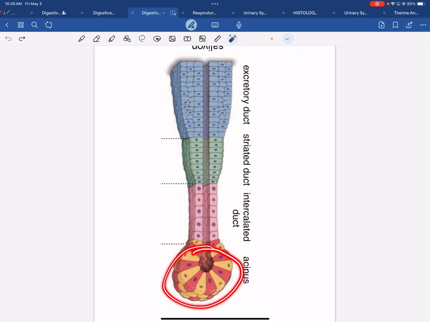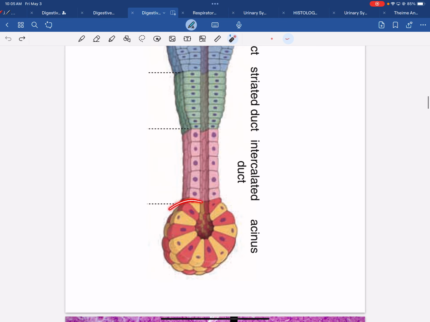It's a bunch of the secretory cells and then the duct. And then the duct has different parts to it. We don't have to know that, but we do have to know that this ball portion down here is called an acinus or a secretory unit. This one is showing both cell types, but we're only learning the ones made up of one cell type, right?